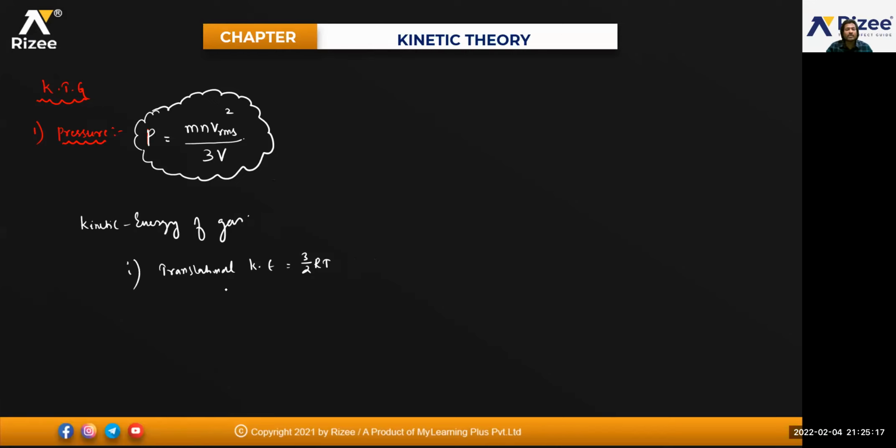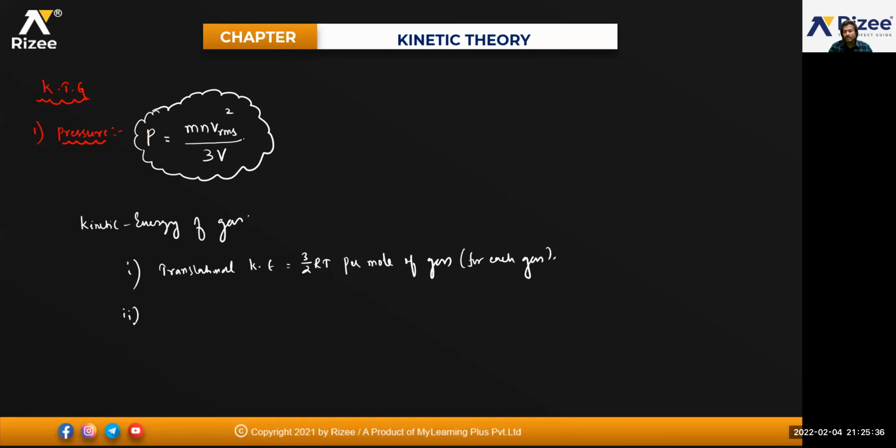Kinetic energy of the gas, if I'm talking about the translational part, we'll write kinetic energy is equal to 3 by 2 R T per mole of gas, or for each gas molecule.